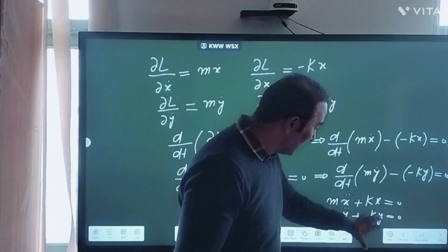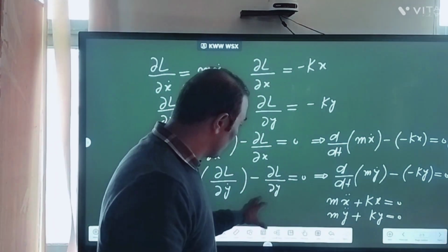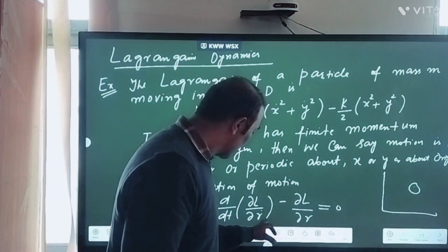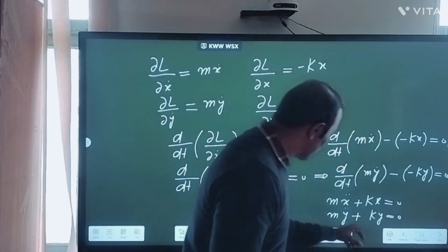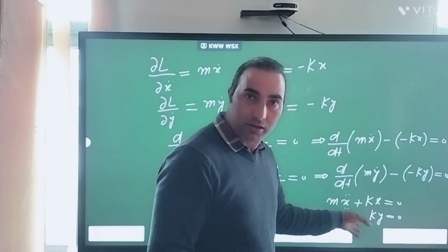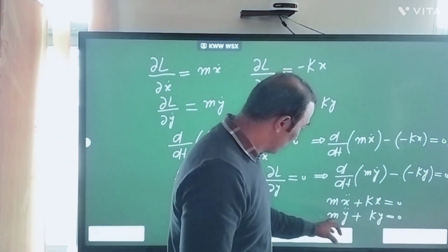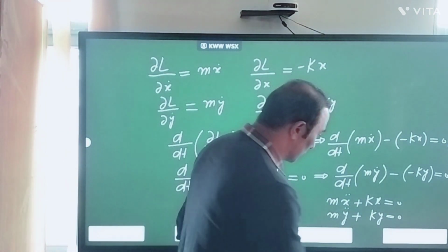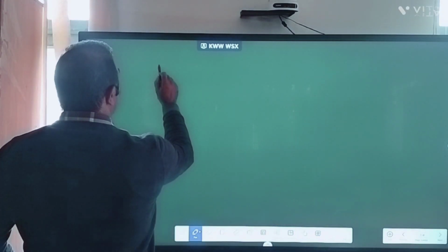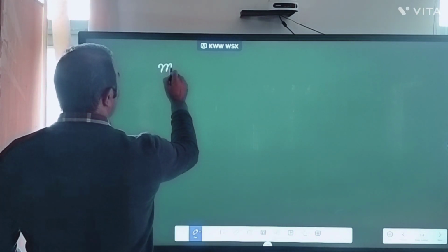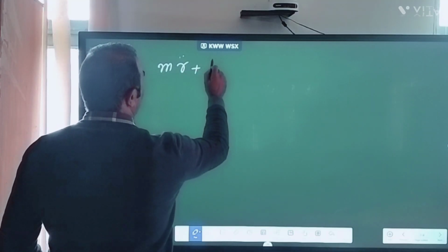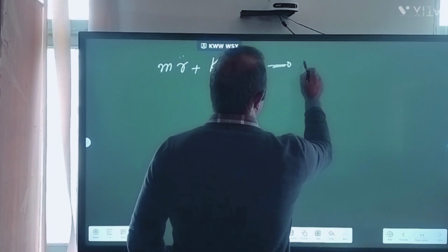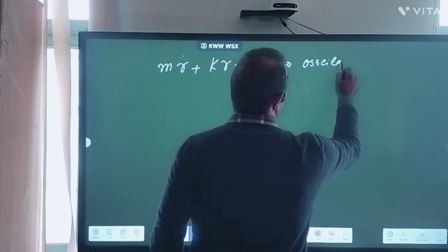So that means I can combine these two equations. So my equation will be d by dt of this thing. So I can write this equation as m of x double dot plus y double dot plus k of x plus y, equal to 0. So I can write this equation as m r double dot plus k r equal to 0. So I can combine these equations and get m r double dot plus kr equal to 0, which is simply oscillatory motion.